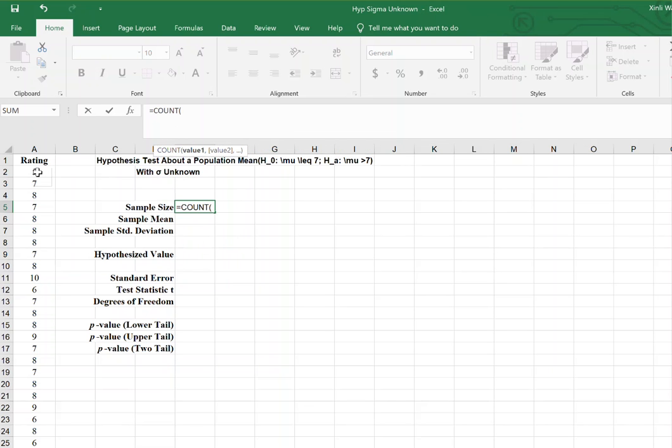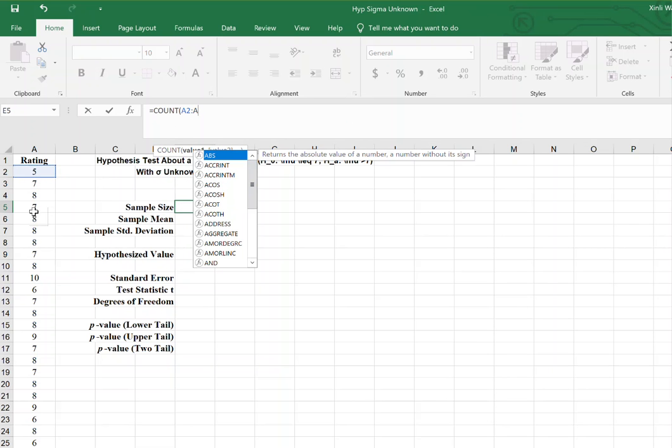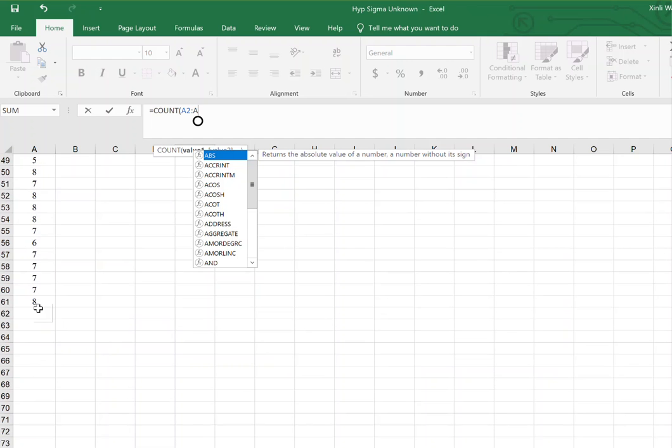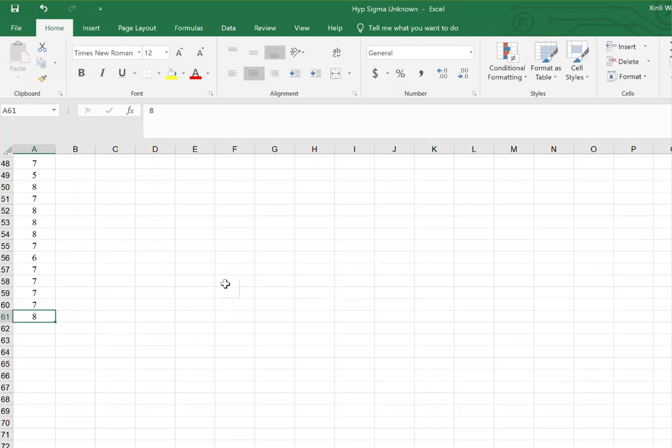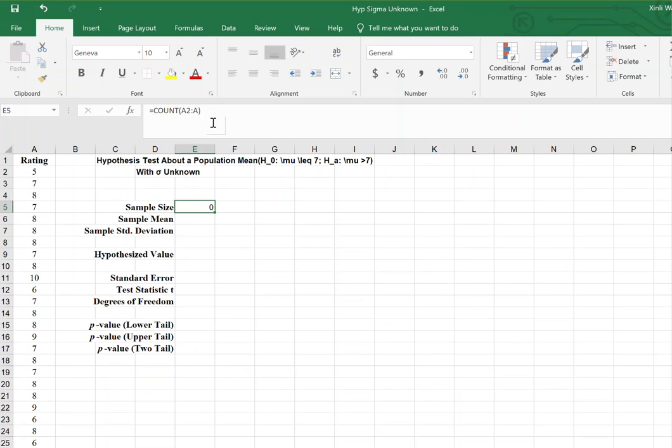Okay, so we're going to start from the first cell, which is A2, where the data is, and then go all the way to the last cell. So that's in A61. Come back here. Okay. So the function is count with input from A2 to A61. So we have 60 sample points.